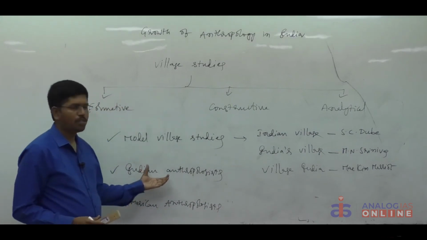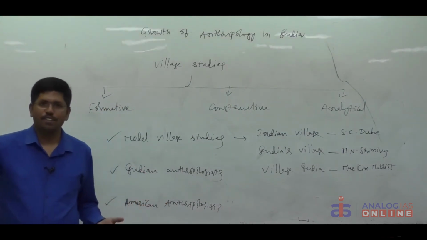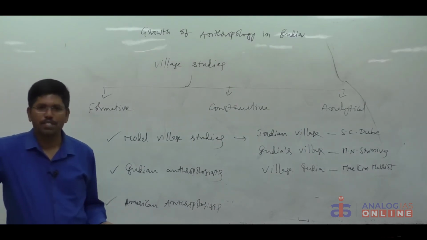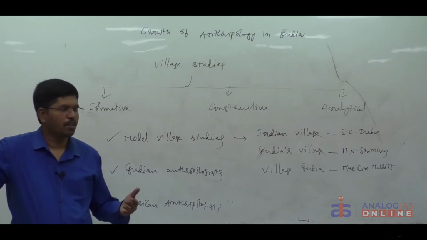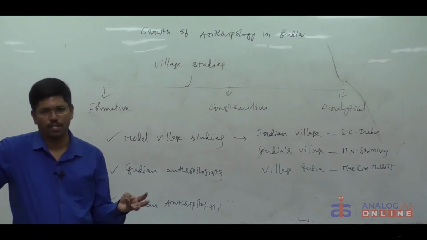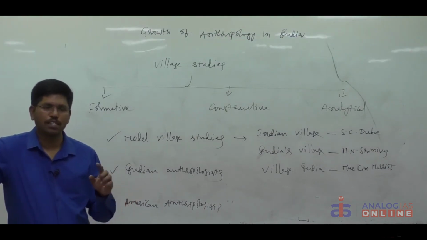Then write the contributions by some Indian anthropologists. In the previous classes, we have discussed the contribution by M.N. Srinivas and the contribution by L.P. Vidyarthi. What are the contributions of M.N. Srinivas? Dominant caste, then westernization, sanskritization, caste in modern India. These are the different works.